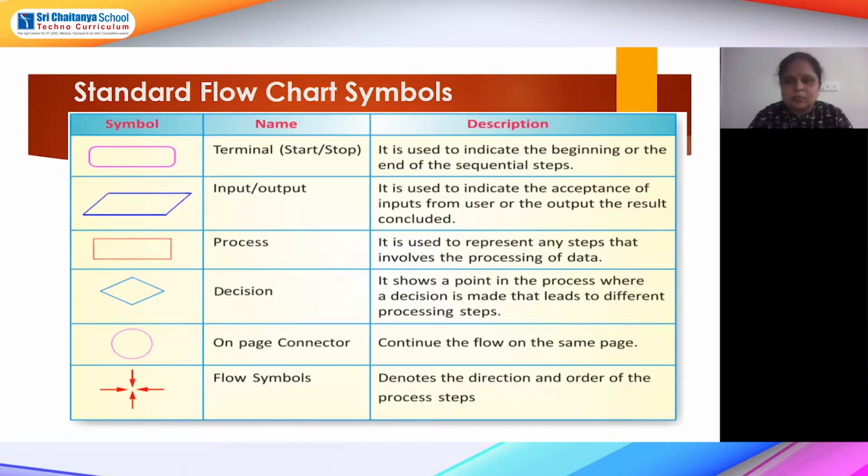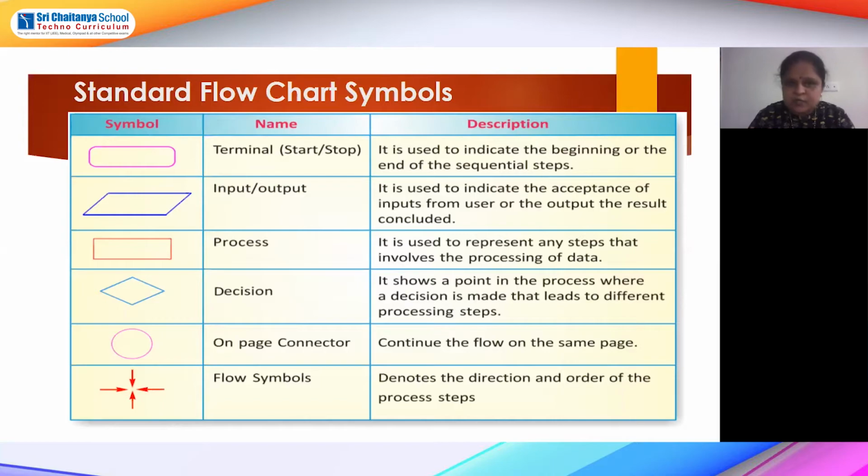Flow symbols. You can see there are four arrows: left arrow, right arrow, up arrow and down arrow. These denote the direction or the order of the process, how the data is flowing, whether it is flowing left or right or down or up. By using these arrows we are going to denote that. So I hope these symbols are clearly understood.